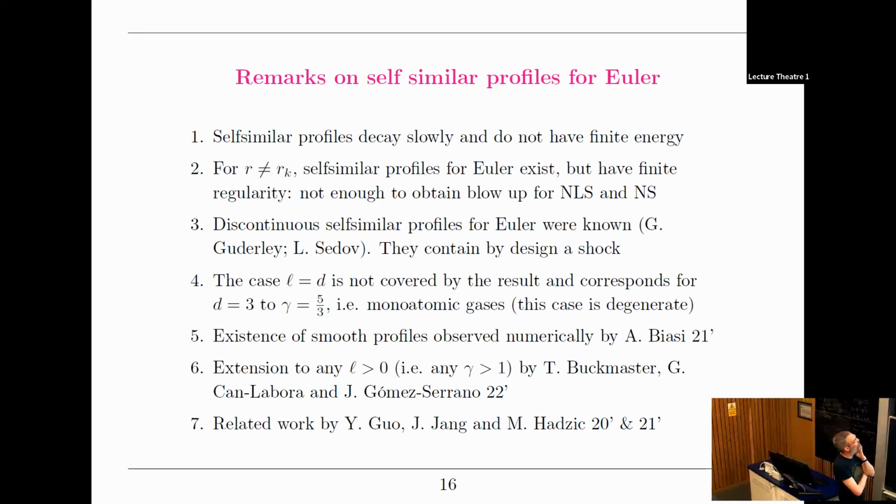So first remark, exactly as Julie mentioned in her case, your self-similar profiles are going to decay slowly. In particular, they absolutely don't have finite energy. This is a natural feature of supercriticality. So they are not finite energy, neither for NLS nor for Navier-Stokes nor for Euler, but sorry, Euler, I don't remember. Certainly not for NLS and Navier-Stokes.